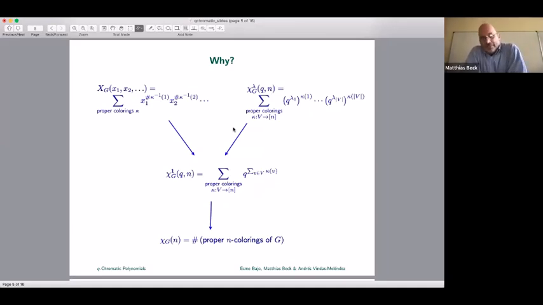So why are we doing this? I already mentioned we're going in a different direction from the chromatic symmetric function, but there's a specialization of our definition in the chromatic symmetric function that's still a generalization of the chromatic polynomial. I don't really want to say much more about this.